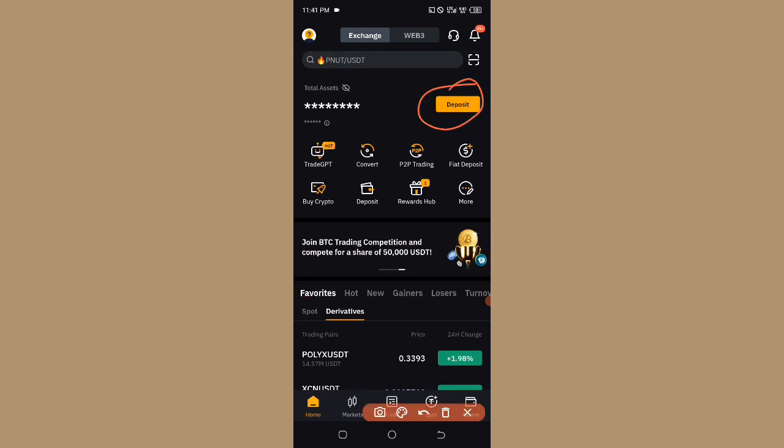We are not going to make use of this deposit because when you click on it, I'm going to show you all those foreign currencies that can be deposited direct into Bybit. So we are going to be making use of P2P trading.